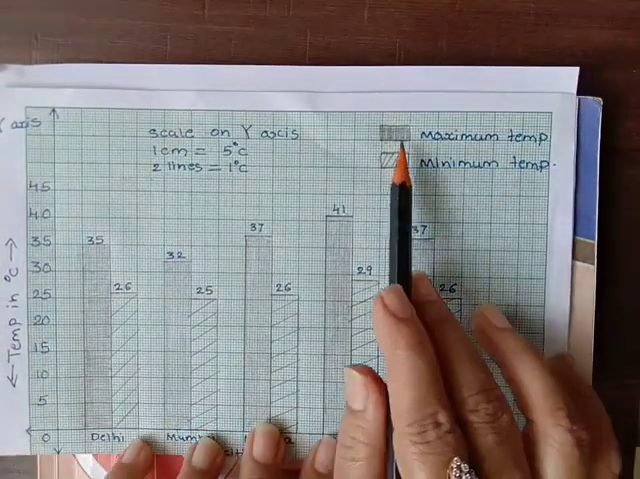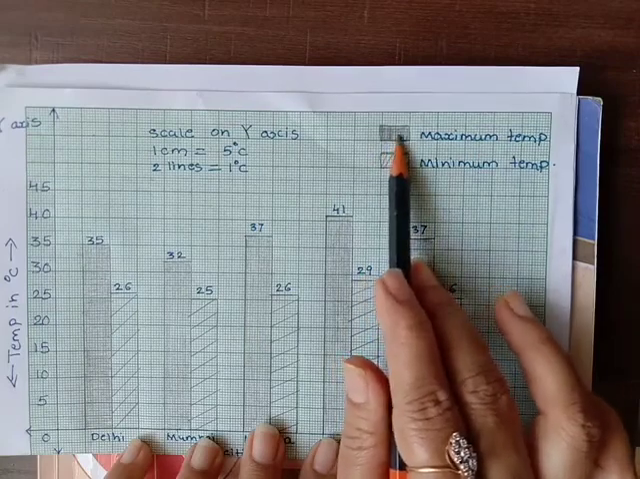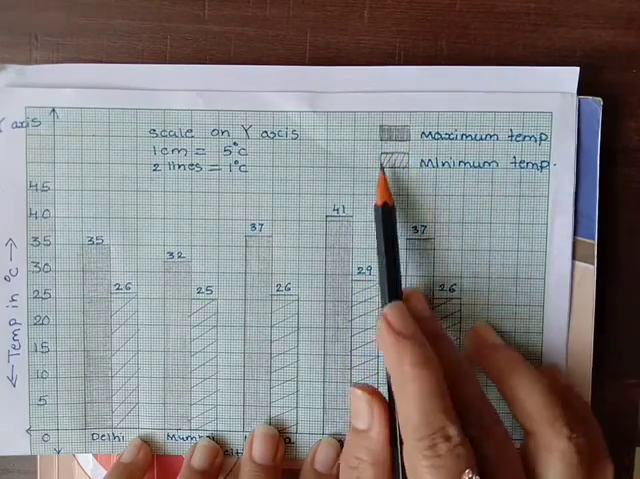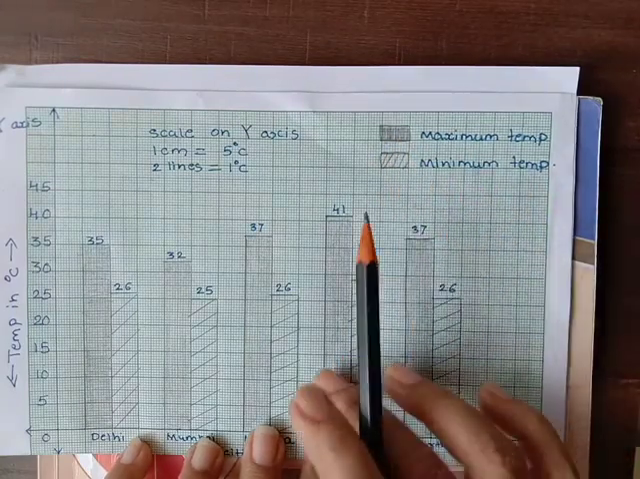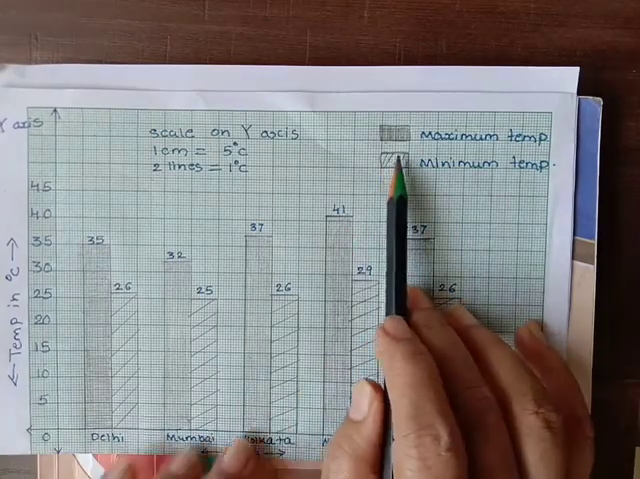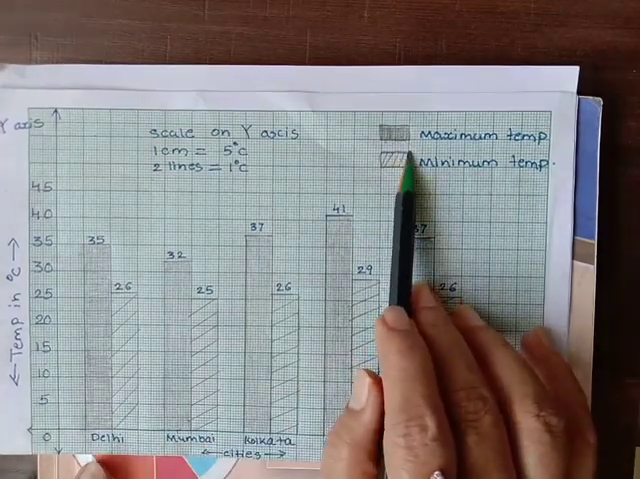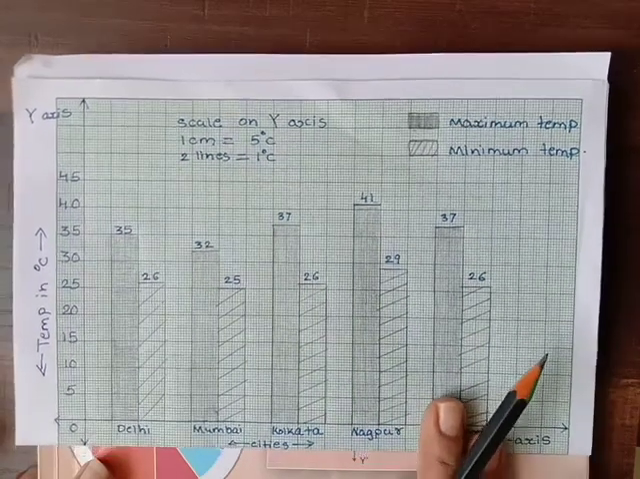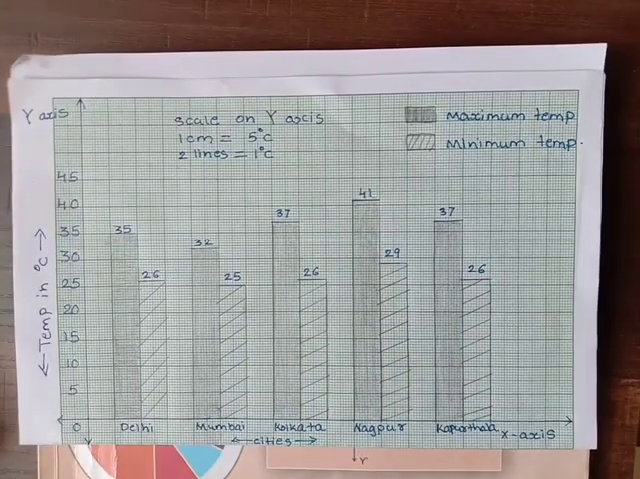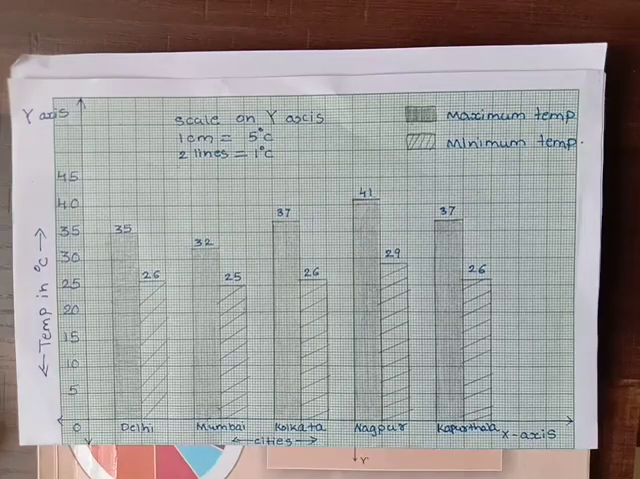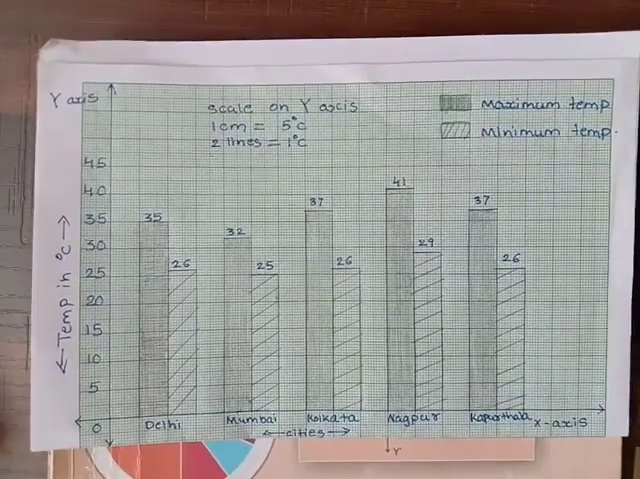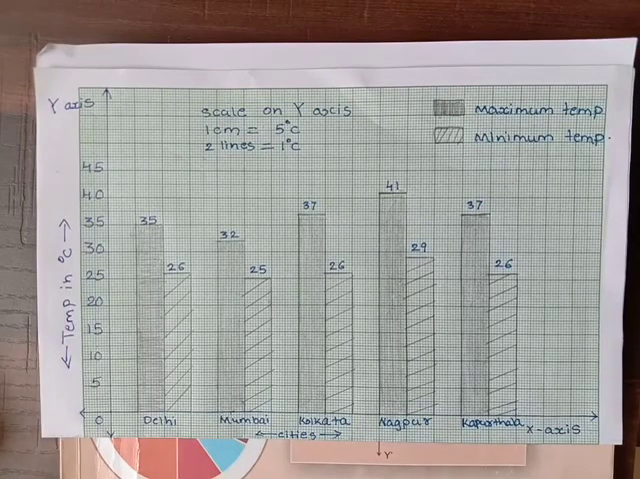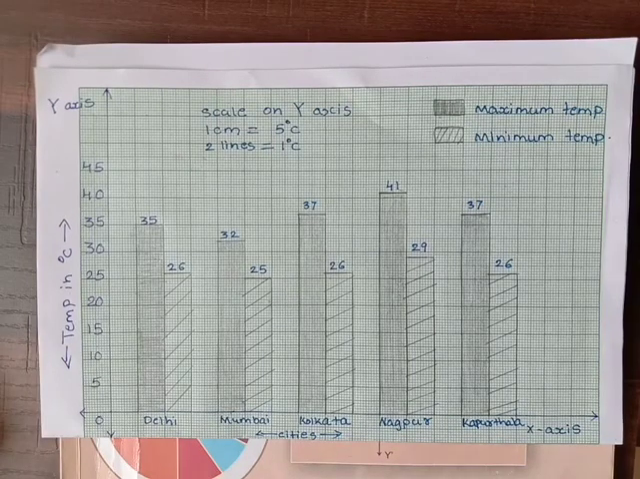This is very important. Maximum temperature I have shown by shading, and minimum temperature I have drawn lines. So do not forget to show how you have indicated the bars in case of joint bar graph. I hope this is quite clear now. You can pause the video, count the lines, and then draw it. Alright? Okay. So that's all for today, students. Draw this graph and use very sharp pencil. Okay. Thank you.